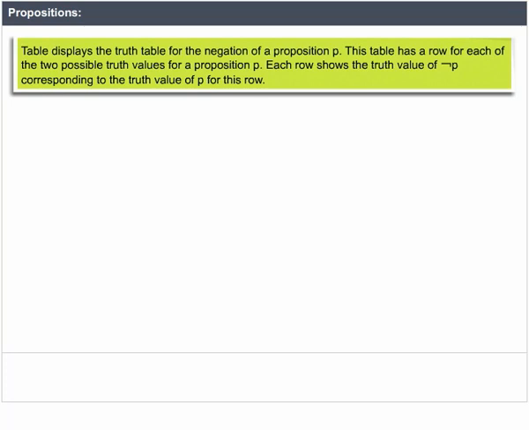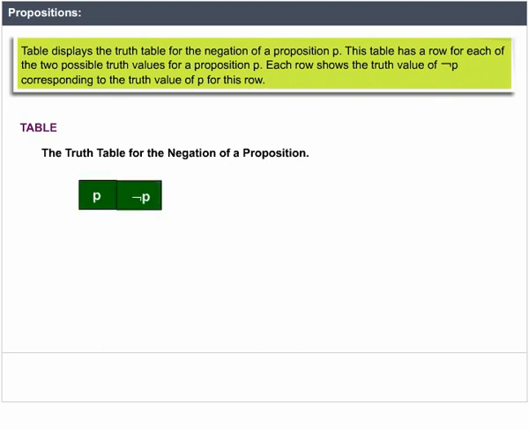This table has a row for each of the two possible truth values for a proposition P. Each row shows the truth value of negation P corresponding to the truth value of P for this row. Table. The truth table for the negation of a proposition. Table has two columns. P, negation of P. P represents T and F. Negation of P represents F and T.